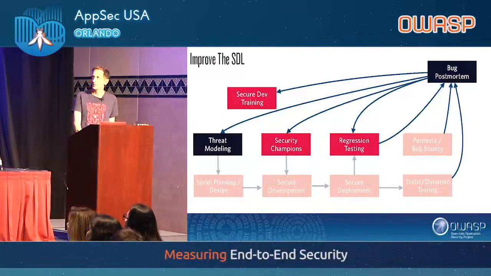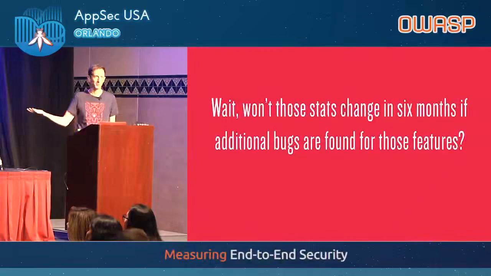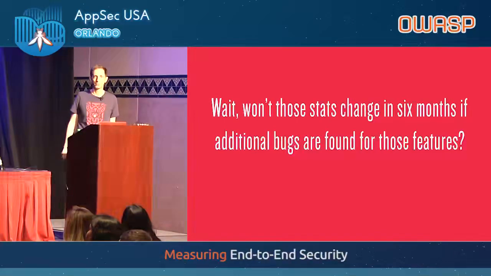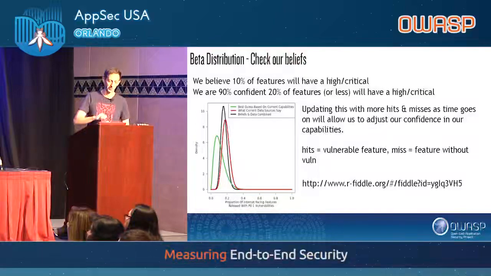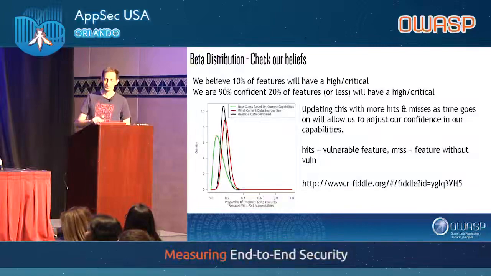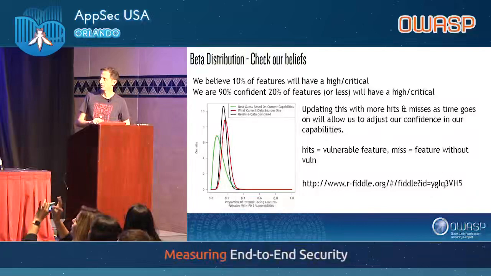So one thing that comes up is, won't those stats continuously change? The more I find bugs, that 4-month period may change. There may be additional bugs found because there'll be bugs born in that period that we didn't know about. Yes, and so for that we use a beta distribution. This is actually based on code written by our CISO, Richard Sarson. And so you can go online and check it out and modify it for yourself.